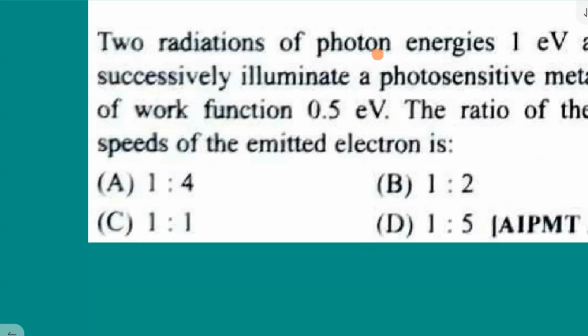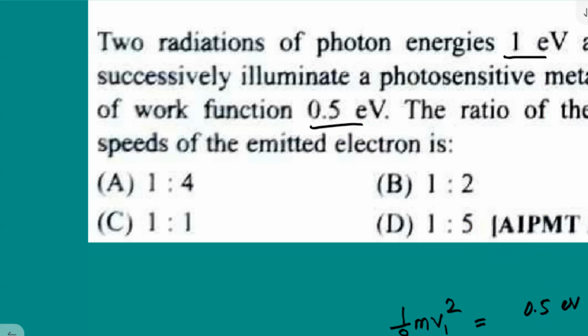Two radiations of photons, 1 electron volt and 2.5 electron volt, successively illuminate a photosensitive metallic surface of work function 0.5 electron volts. The ratio of maximum speed. So we know from the relation that maximum kinetic energy is given by h nu, where h nu is the incident energy, minus the work function. Now KE max can be written as half mv square is equal to h nu minus phi. So for the first one, we can write that half mv1 square will be equal to 1 minus 0.5. So that will be 0.5 electron volt.